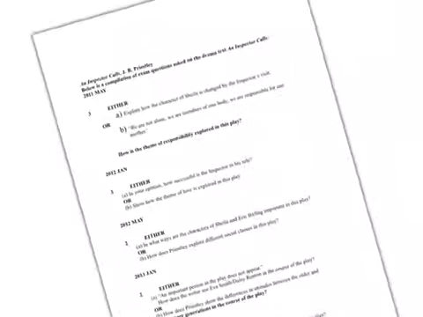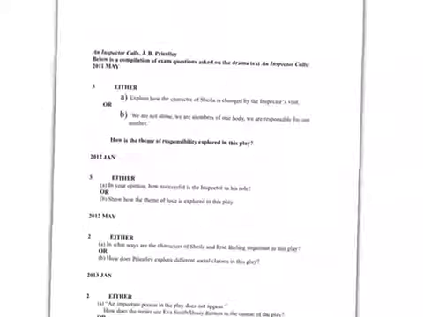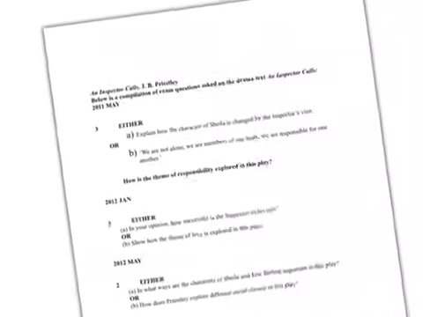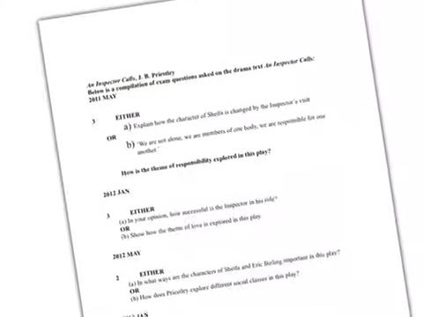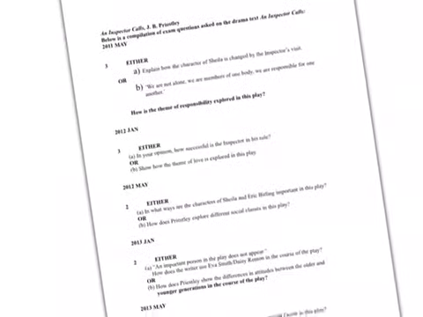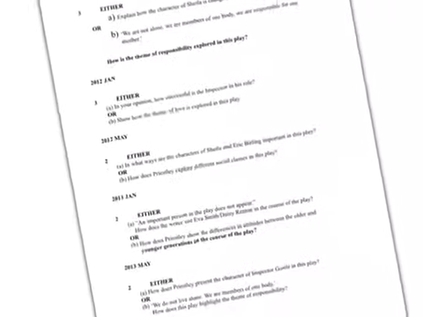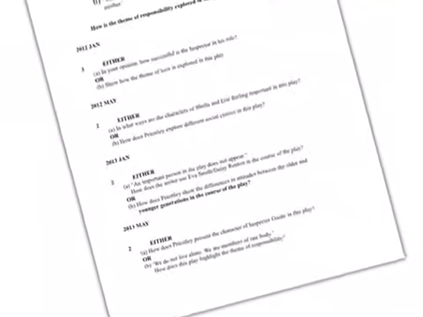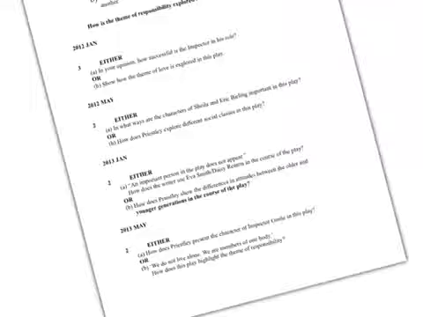Okay, so as you already know, on the IGCSE literature paper, for the An Inspector Calls section, you are always given a character-based question, and we can see this as we scroll through the years. 2011, it was explore the character of Sheila and how she's changed by the Inspector's visit. Moving onwards, how successful is the Inspector in his role? In what ways are the characters Sheila and Eric Birling important in this play? Etc., etc.